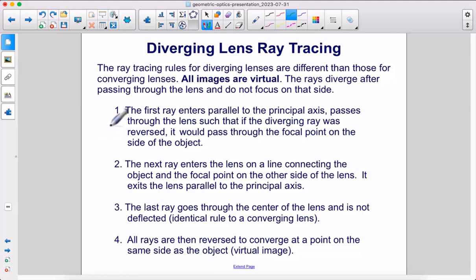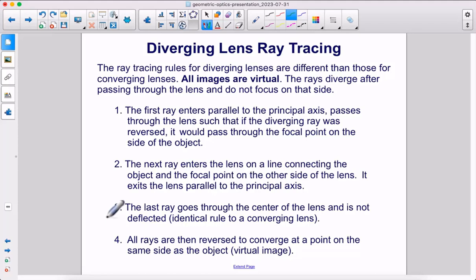The first ray enters parallel to the principal axis, passes through the lens such that if the diverging ray was reversed, it would pass through the focal point on the same side as the object. The next ray enters the lens on a line connecting the object and the focal point on the other side of the lens. It exits the lens parallel to the principal axis. This will be easier once we actually start drawing the rays, but we'll go through them now, but it'll be better once we're drawing them.